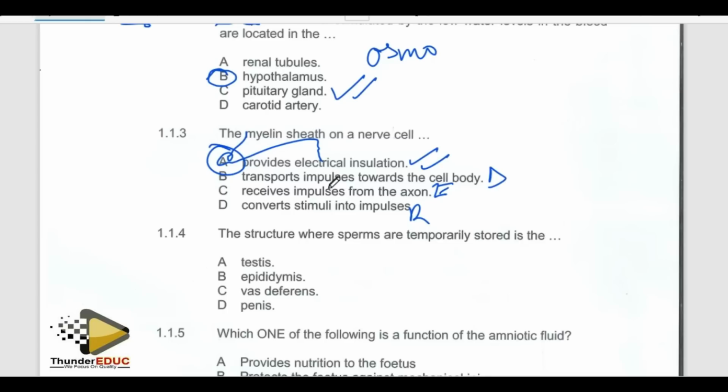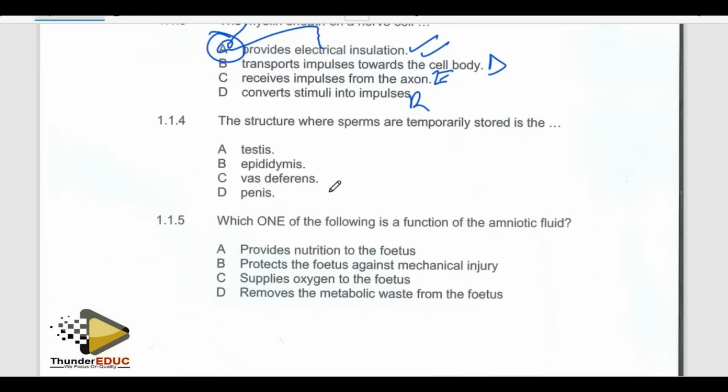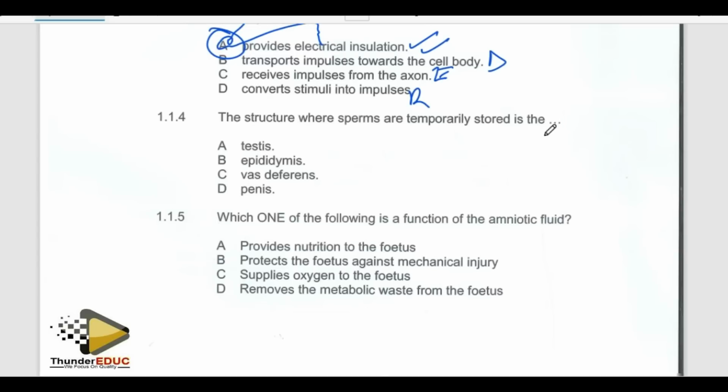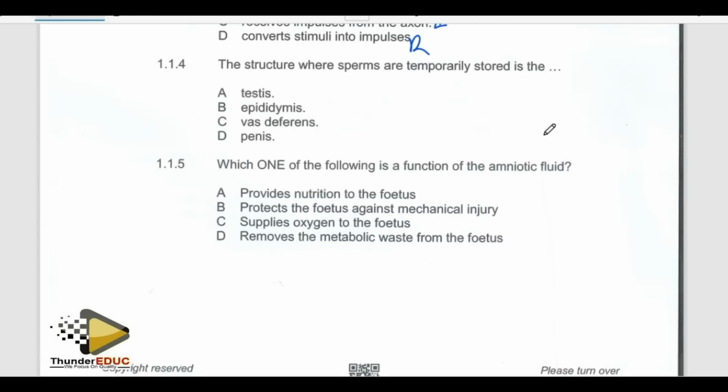They're saying that the structure where sperms are temporarily stored, how do you call that structure? Yes, definitely it is found in the testes, but not all the parts of the testes will store the sperms. Hence, we will not take testes.